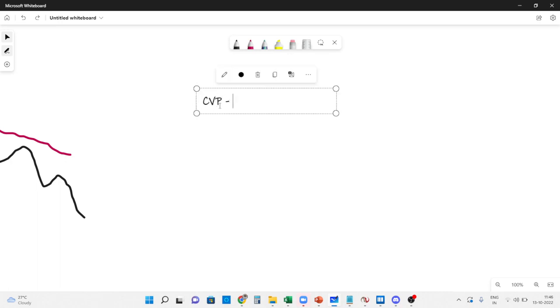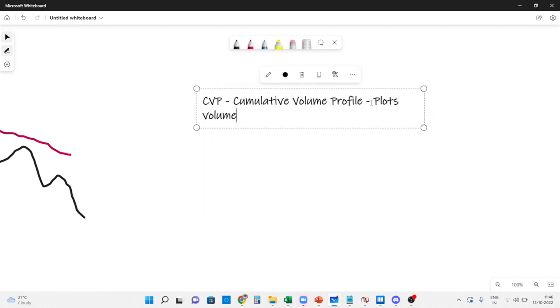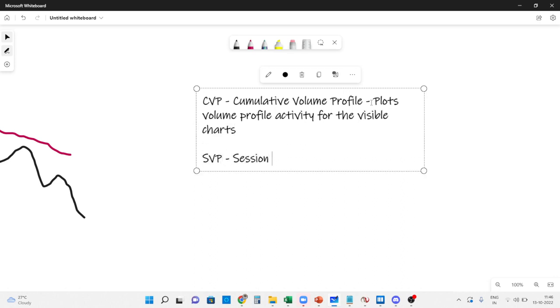CVP is cumulative volume profile. It plots volume profile activity, not for the day, but for the visible space, the visible charts. However, SVP stands for session volume profile. It starts plotting the volume profile for however much data you have in the charts.